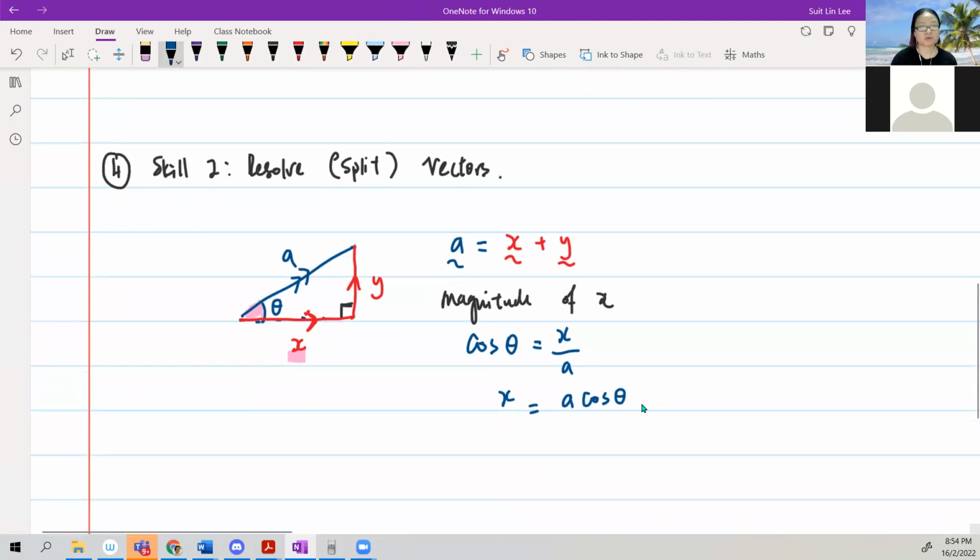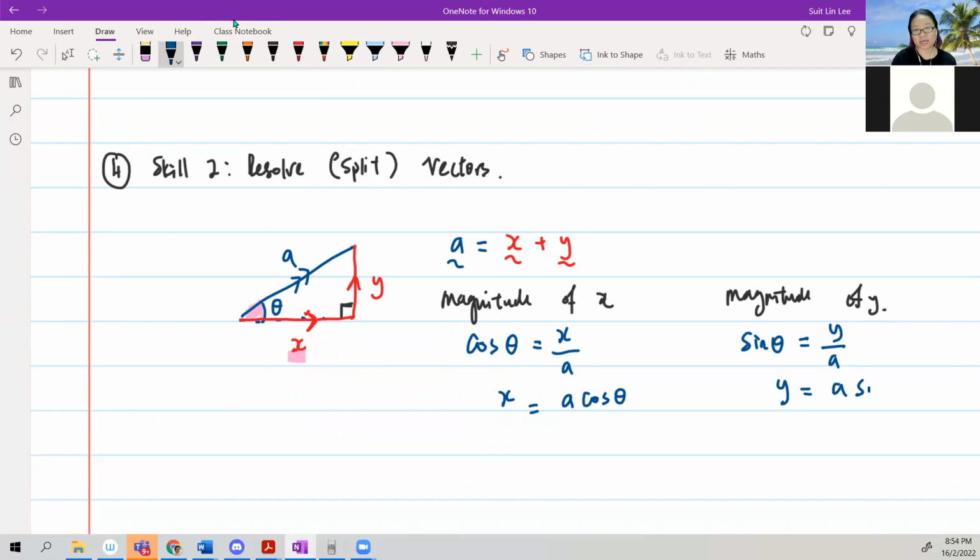And then if I repeat the process to find the magnitude of Y, you would probably be able to guess that I'm going to use sine theta, because this Y is opposite of the angle. So your sine theta will now be opposite over hypotenuse, which is A. So Y will be equal to A sine theta.